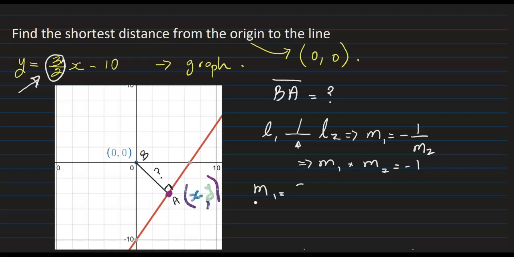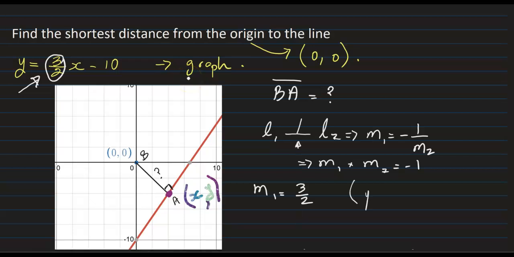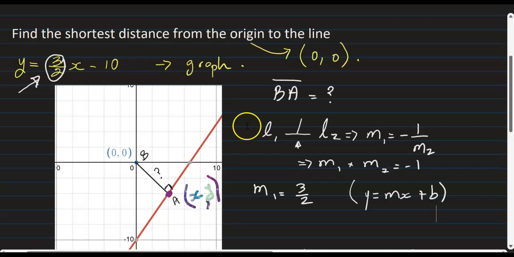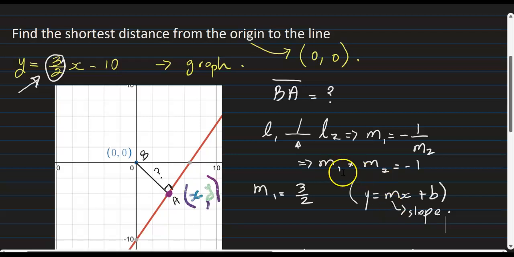Now we know the slope of the first line, the red line, the original function that is given to us, is 3/2, and you can just read it off the equation. By the way, remember the form of a line, y equals mx plus b. That's the linear function, where b is the y-intercept and m is the slope, right? So if this is the slope, we can extrapolate that value right from the equation.